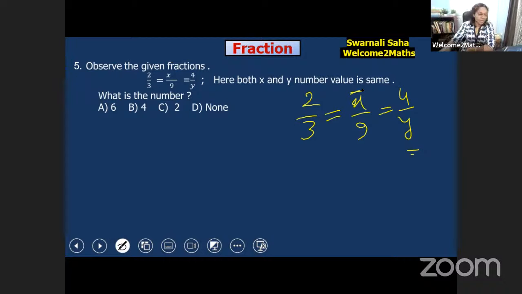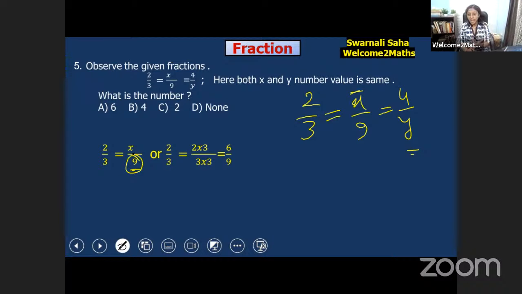Let's see. First is 2 by 3 is equal to x by 9. Here you can see we have denominator 9. So how can we get 9? We have already learned about equivalent fractions. Equivalent fraction means we have to multiply the same number with the numerator and the denominator. So here we have x by 9, that means we have to multiply 2 by 3 and 3 by 3, because here we already have 9.